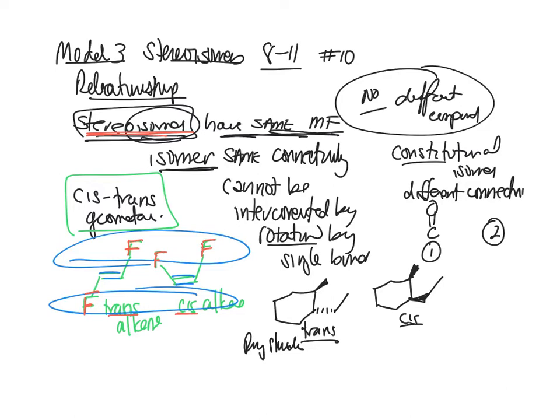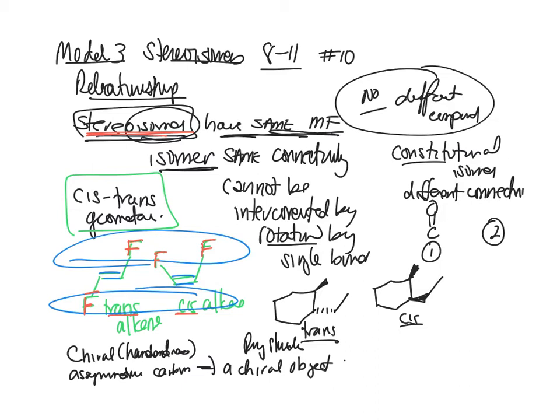Okay, well, B, you have chiral, and this is the handedness. So when you have asymmetric carbons, you can have a chiral object. And for a chiral object, the mirror image is not the same, is not identical. Okay.